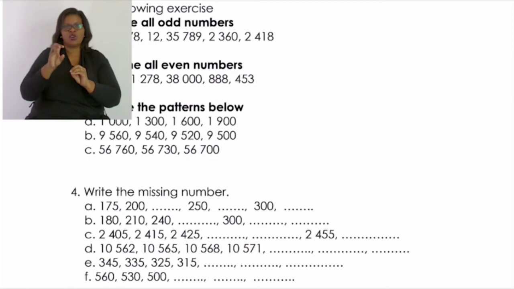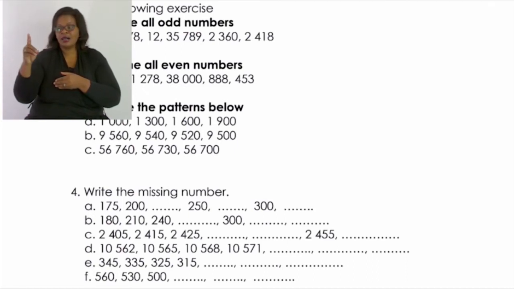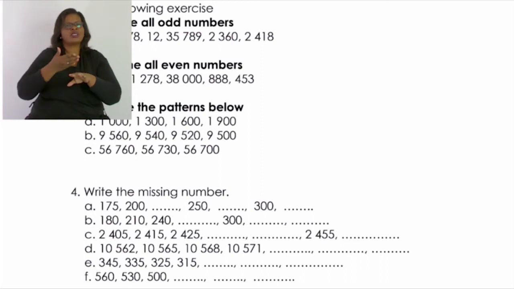Then number 2 is saying underline even numbers. For you to remember even numbers, we are supposed to recite 2's times table, which is 2, 4, 6, 8, 10. So any number which is ending with 2, 4, 6, 8, and 0 is an even number. I can give you 38,000 there as an even number.